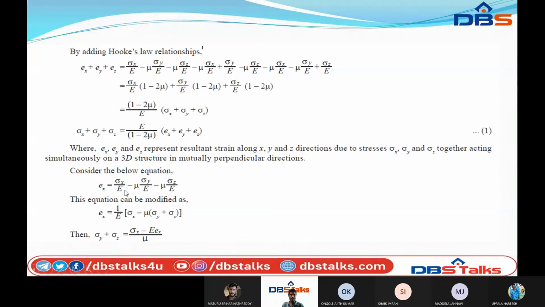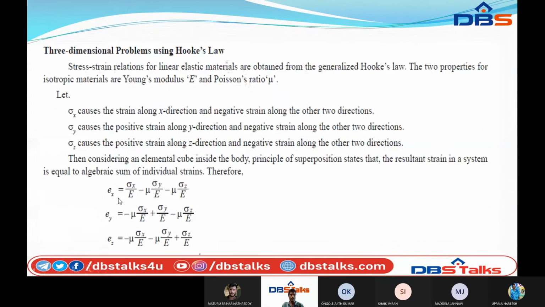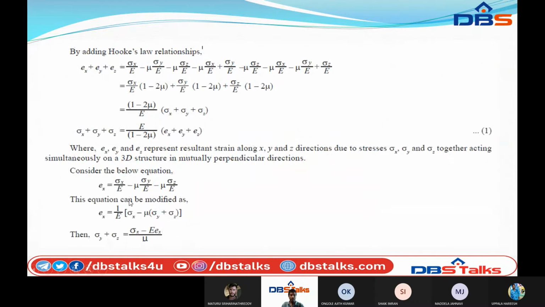Consider the below equation. I am writing the first equation, Ex equals sigma x by E minus mu into sigma y by E minus mu into sigma z by E. I am modifying this equation, taking 1 by E as common. The remaining will be sigma x minus mu into sigma y plus sigma z. And I am writing this equation again for sigma y plus sigma z: sigma y plus sigma z equals sigma x minus E into Ex. This mu will go into the downside.